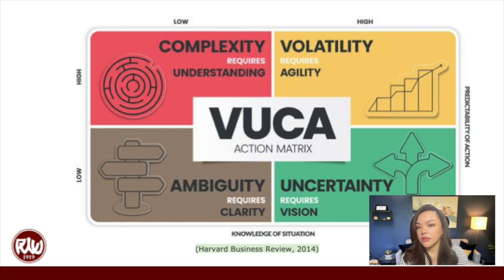In the same breath, I would be presenting to you what Harvard Business Review calls a solution to VUCA. So according to HBR, when there's complexity, it requires understanding. If there is volatility, it requires agility. And if there is ambiguity, it requires clarity, while uncertainty requires vision.